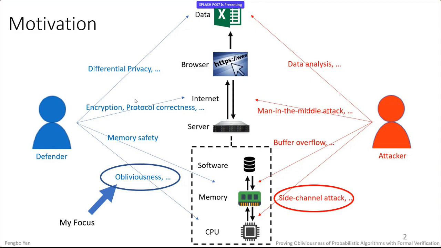The attackers may try to do some things to get sensitive information or make the system unavailable, for each component or between the channels between components. And correspondingly, the defender also has some security standards or techniques to defend against those attacks. My research focuses on obliviousness, which is a security standard for defending against side channel attacks between the memory and CPU.